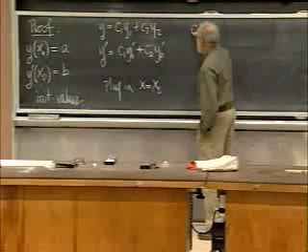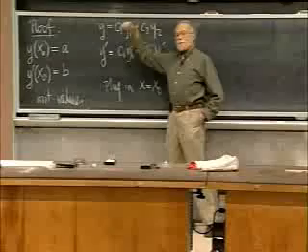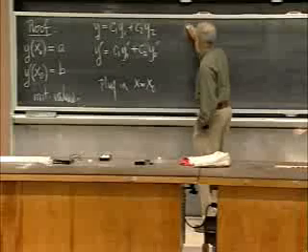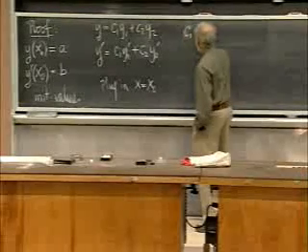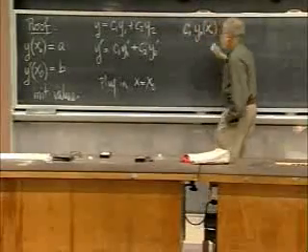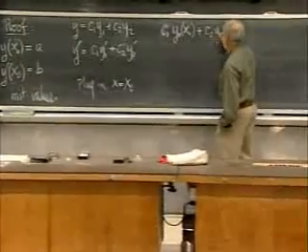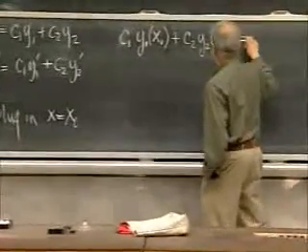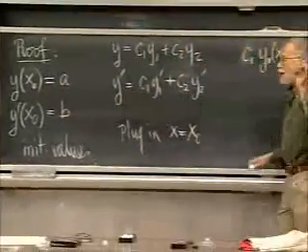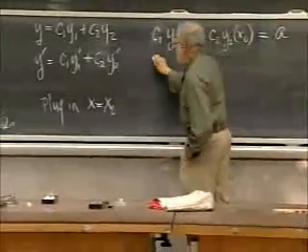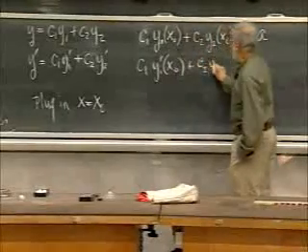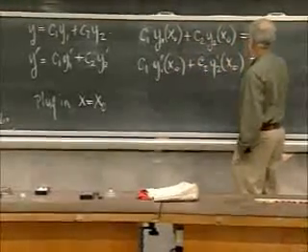So what I get is, let me flop it over onto the other side, because that's the way you're used to looking at systems of equations. What we get is c1 times y1 of x0 plus c2 times y2 of x0. What's that supposed to be equal to? Well, that's supposed to be equal to y of x0. It's supposed to be equal to the given number a. And in the same way, c1 y1 prime of x0 plus c2 y2 prime of x0, that's supposed to turn out to be the number b.